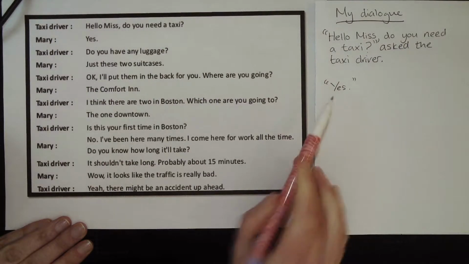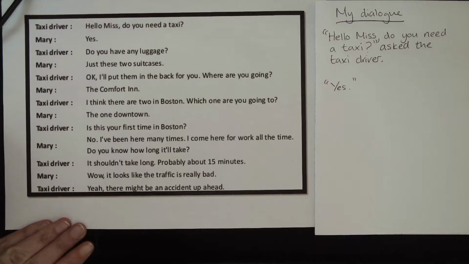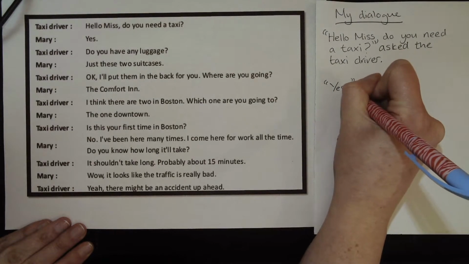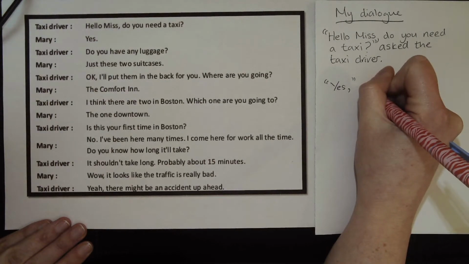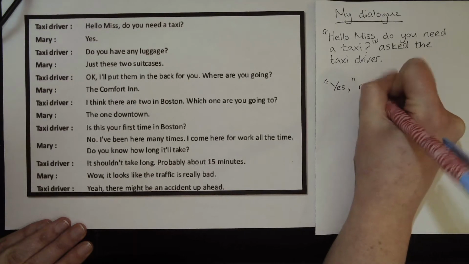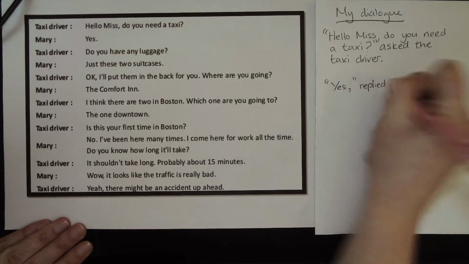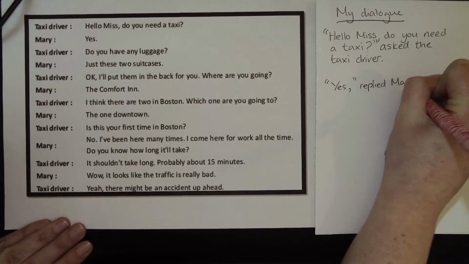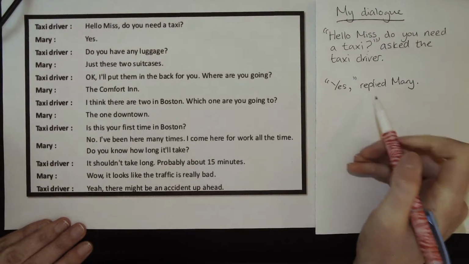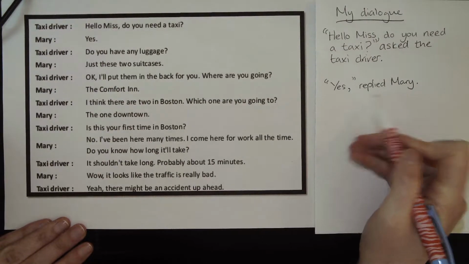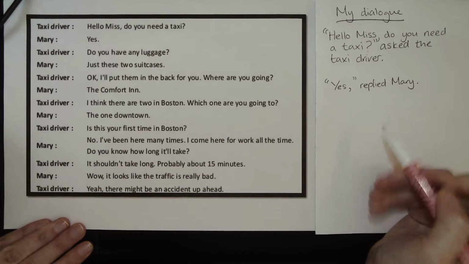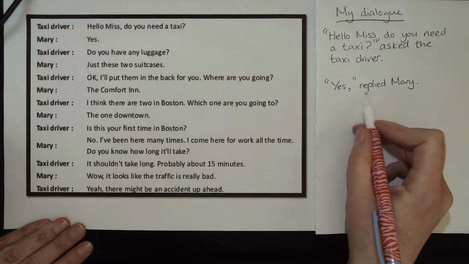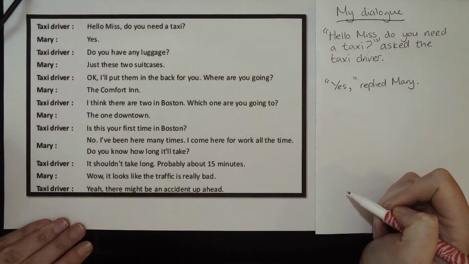Now, if I just wrote that in my story, it wouldn't be clear for my reader who's actually saying yes. So I'm going to turn this full stop into a comma to continue my sentence. And I'm going to end my sentence by saying, "replied Mary." Again, I could just use the word said here, but remember, we're trying to show off to an examiner that we have a wide vocabulary, that we can use lots of different kinds of words. So I've chosen the word replied instead.